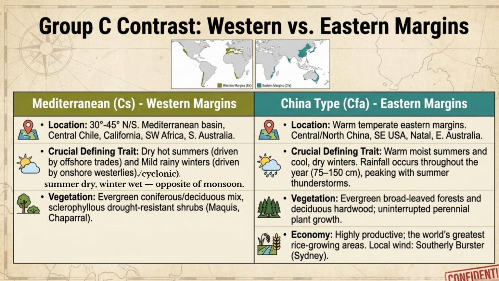Mediterranean basin, central Chile, California, southwest Africa, southern Australia. Climate: dry hot summers, with offshore trade winds blowing in summer. Mild rainy winters, with onshore westerlies and cyclonic rainfall in winter. This is the unique characteristic: summer dry, winter wet, the opposite of monsoon.